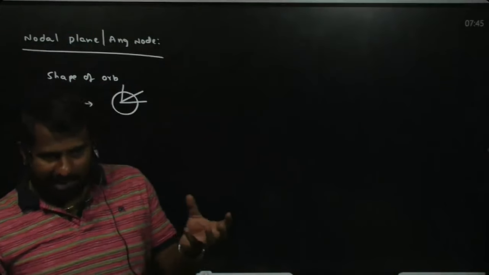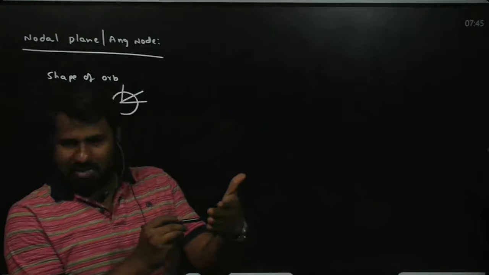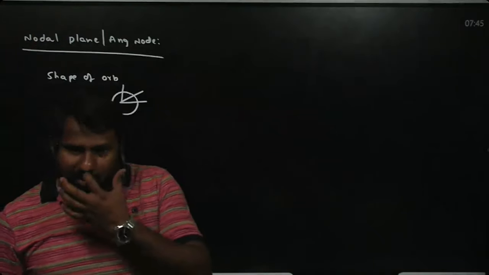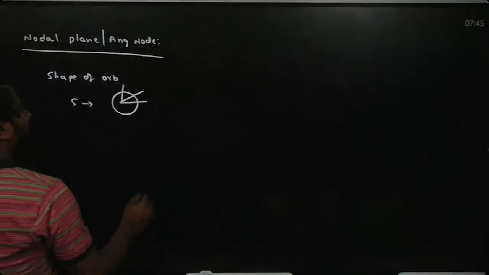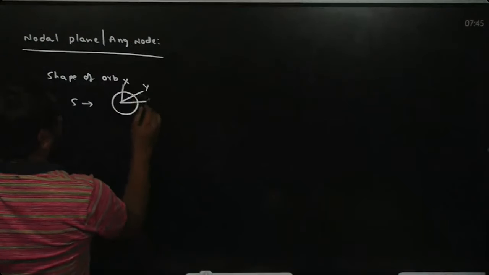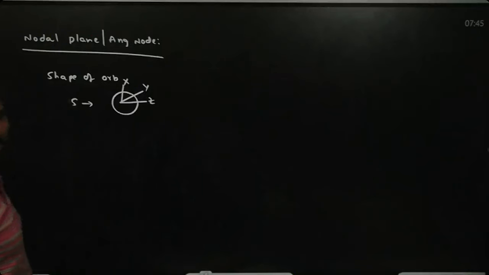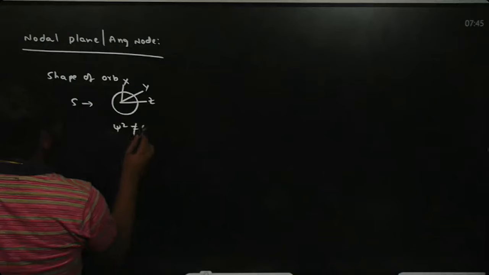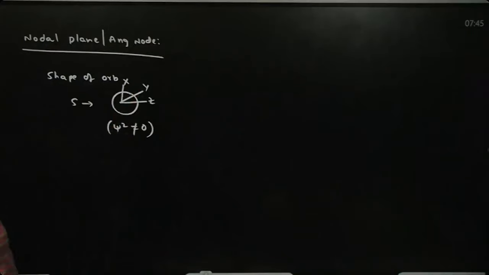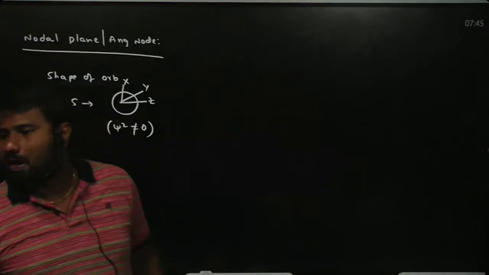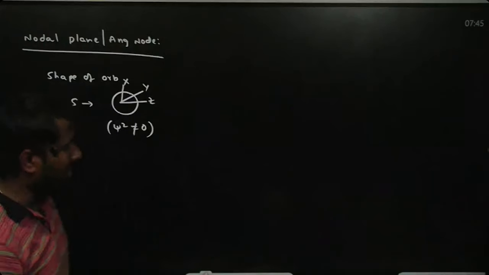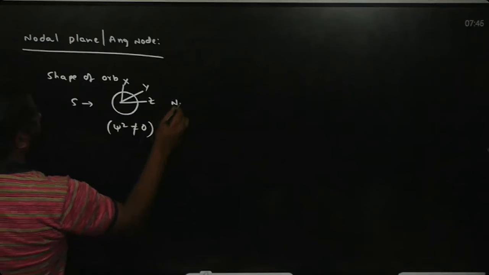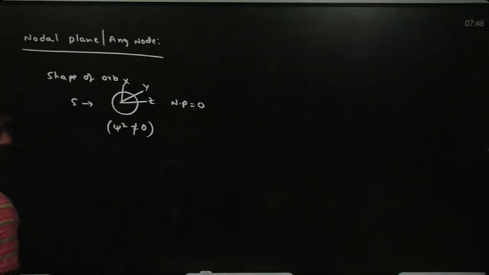Compare it with a ball. On a ball, you can draw the x coordinate, the y coordinate, and the z coordinate. That means psi square is maximum in all coordinates. So there is no plane where psi square is 0. Whichever plane you cut or cross, you could not find psi square as 0. So the number of nodal planes for the s orbital is 0. There are none. Okay.